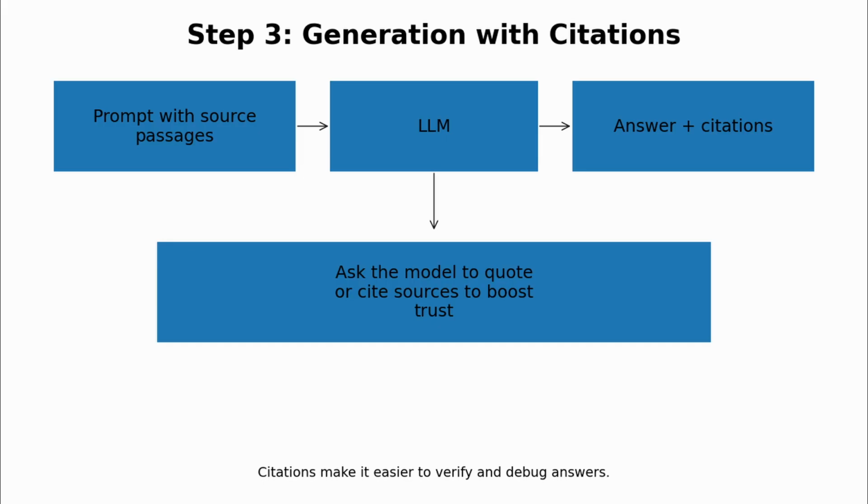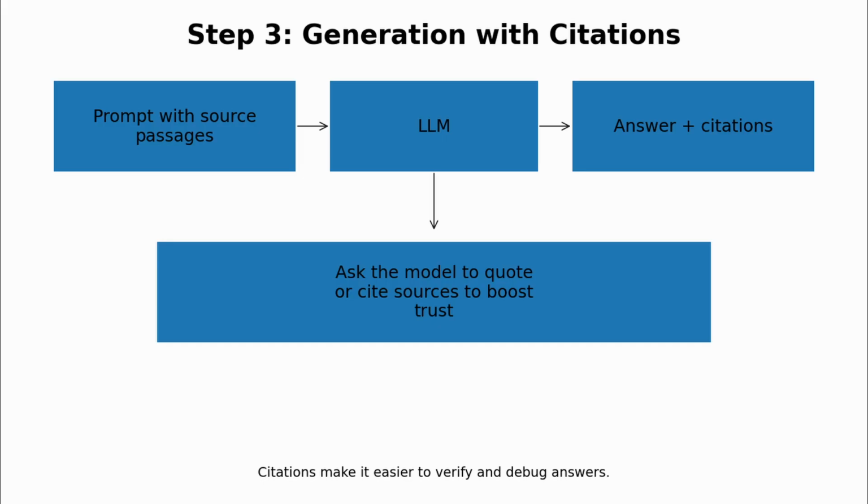Citations also help you as the builder. If a user complains the assistant is wrong, you can see whether retrieval pulled the wrong passage or whether the model misunderstood a correct passage. Without citations, everything is a black box.